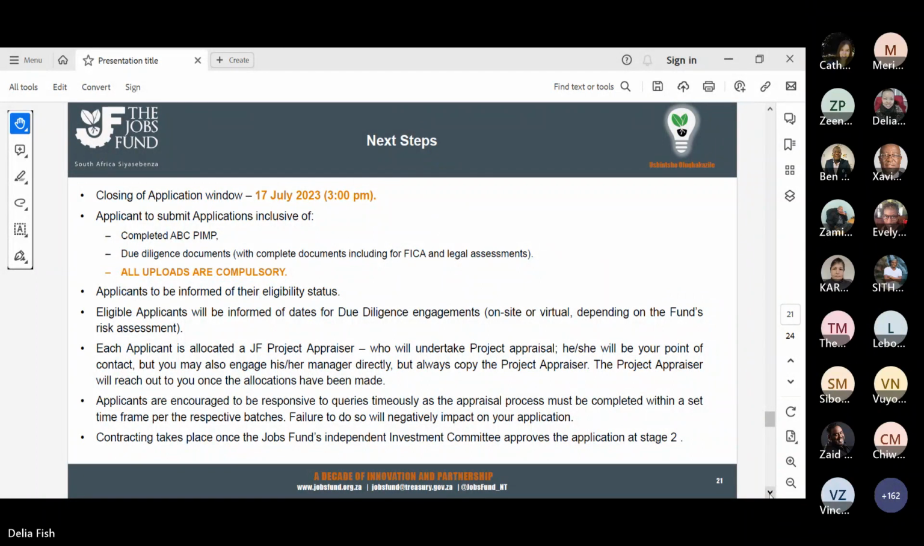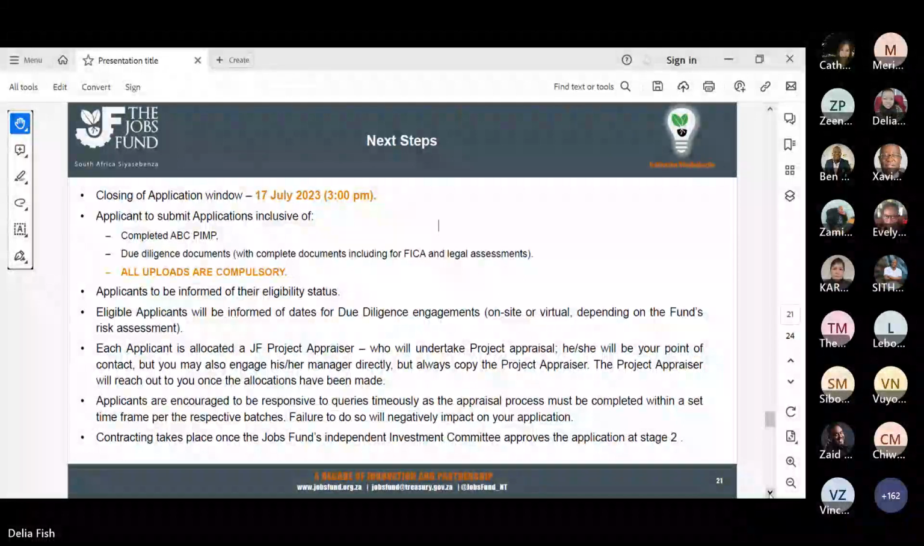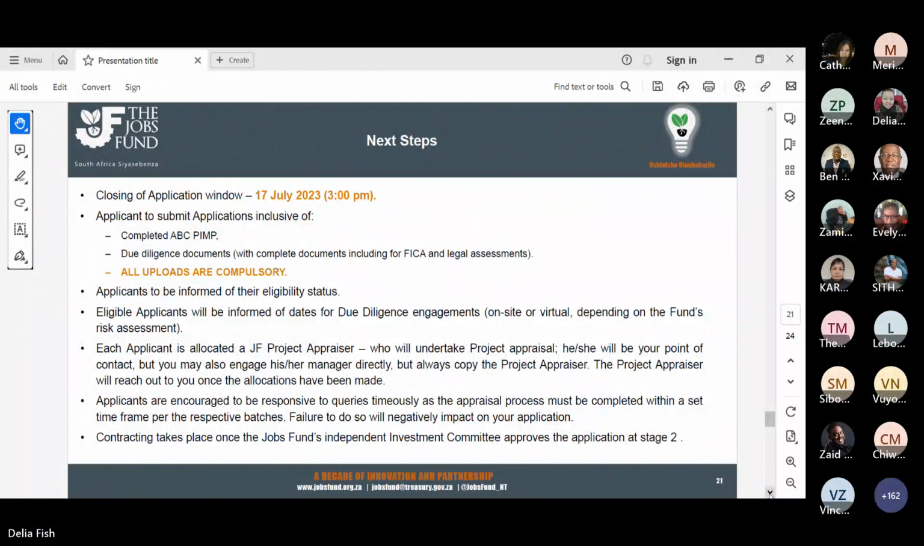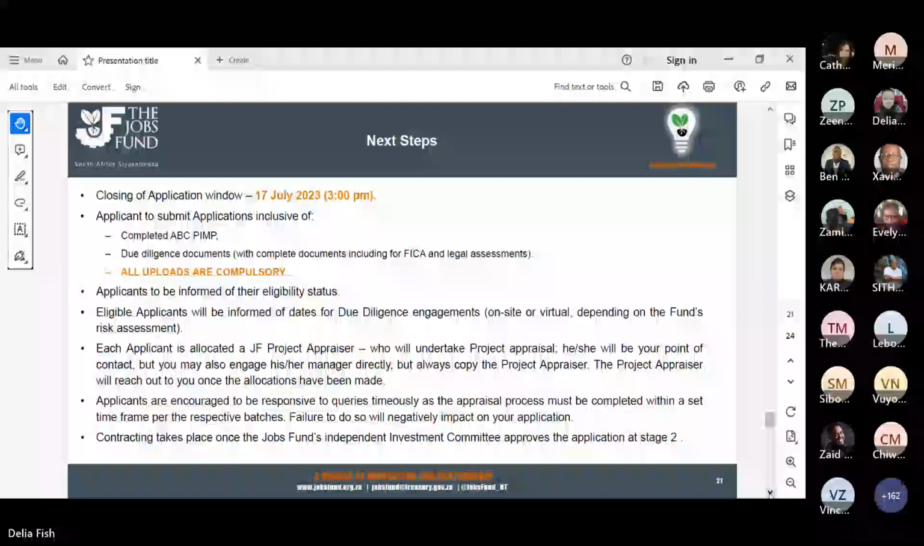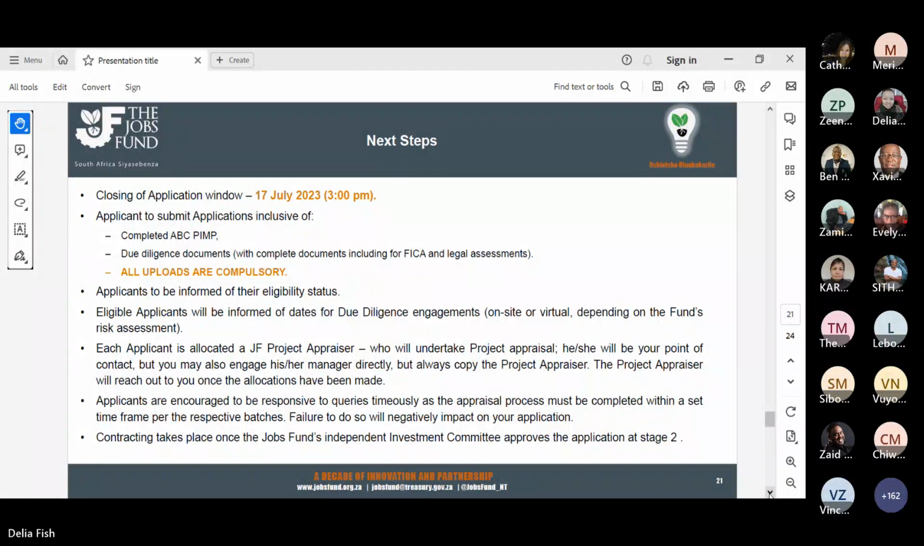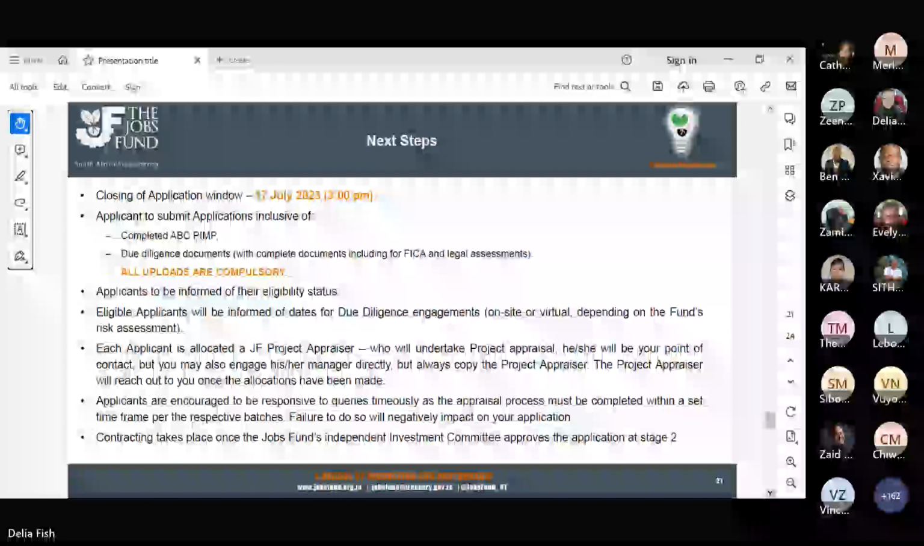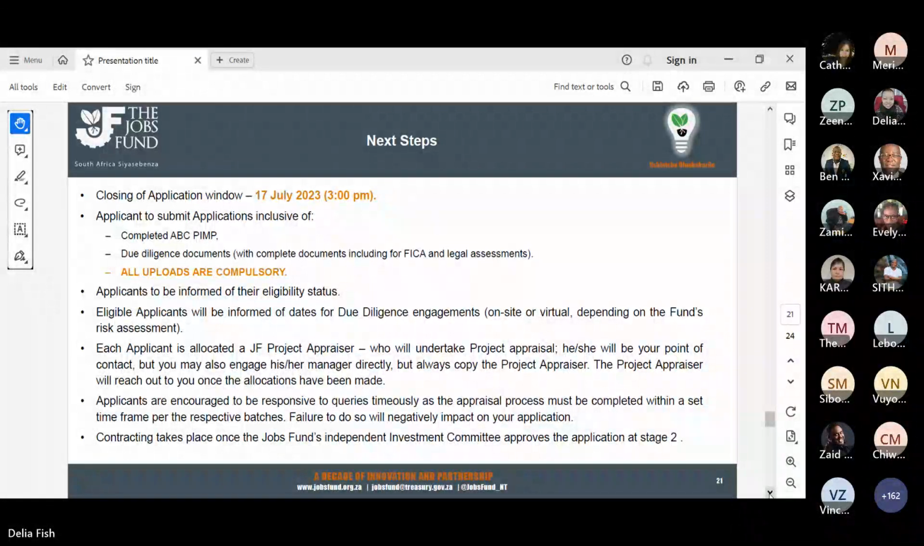So where from here now, right? We've done training of the ABC PIMP. We know that it's a very detailed document, and this is not the end of it. It's just to equip you to be able to fill it with confidence. There's a lot more meat and direction to it, but there'll be a lot more engagement on it.